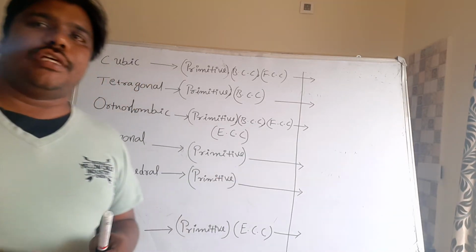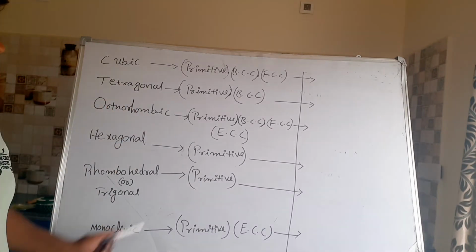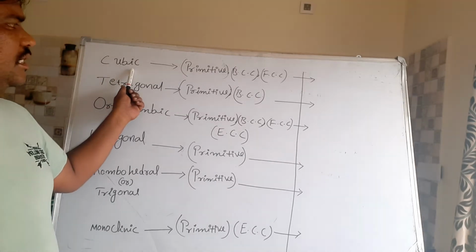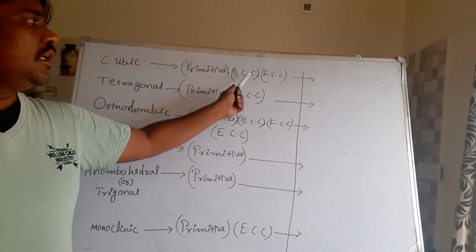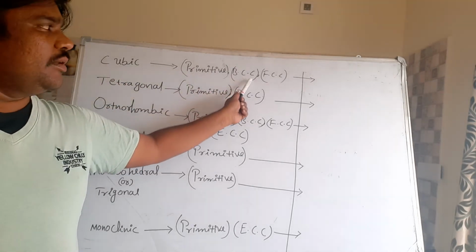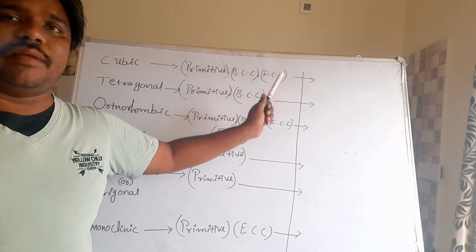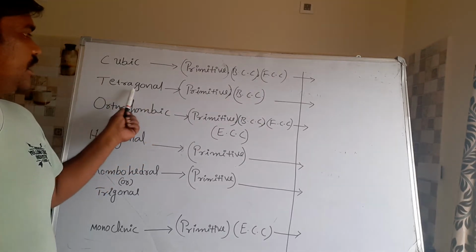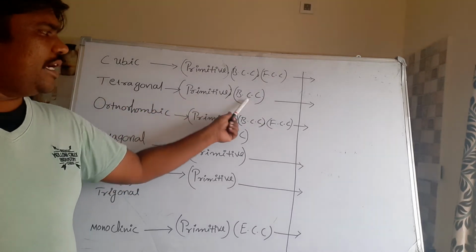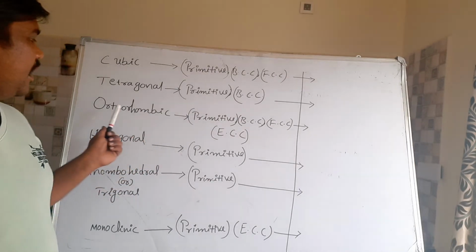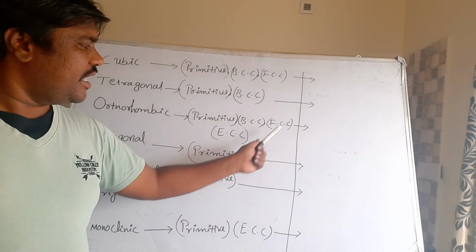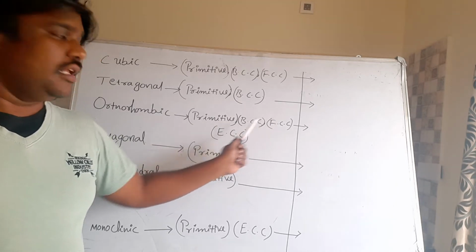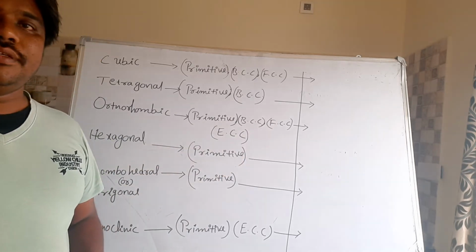So in the last lecture we discussed all these crystal systems and the possible variations in them. In the cubic crystal system, primitive unit cell is available, body centered unit cell is available, face centered unit cell is available. These three varieties are available in the cubic system. In the tetragonal system, these two varieties are available. In the orthorhombic system, all the varieties are available. Primitive is available, BCC is available, FCC is available, and ECC is also available.